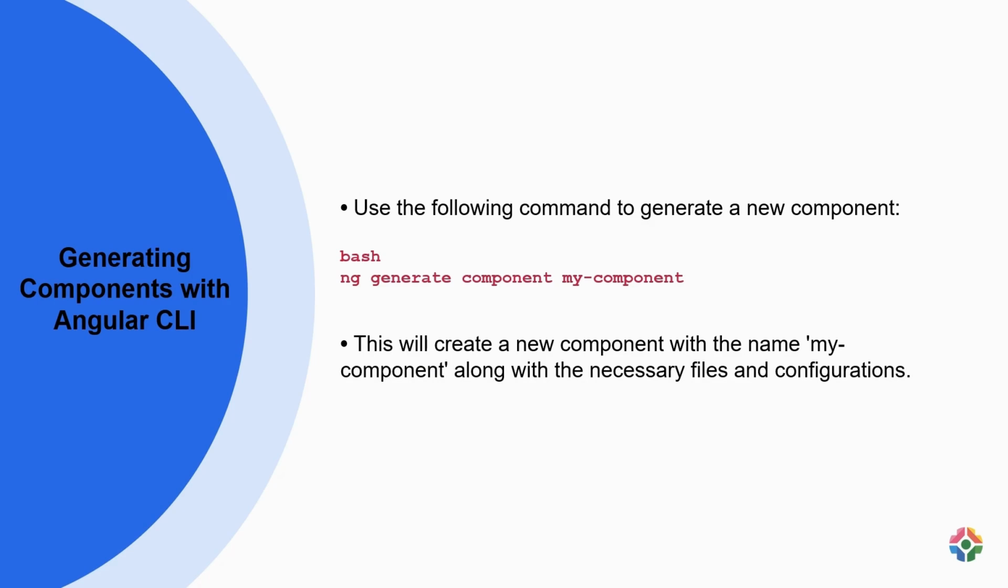This command will generate a new component named myComponent in your Angular project. It will automatically create the necessary files and configurations for the component, such as the component class file, HTML template file, CSS file, and module file. For example, if you run this command in your Angular project, a new component folder named myComponent will be created, each with the corresponding files needed for the component. This simplifies the process of adding new components to your Angular application by automating the setup and boilerplate code.